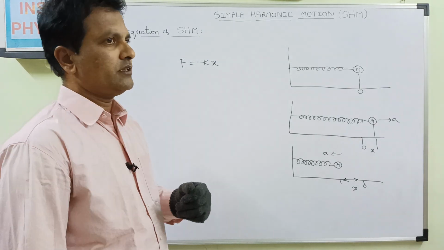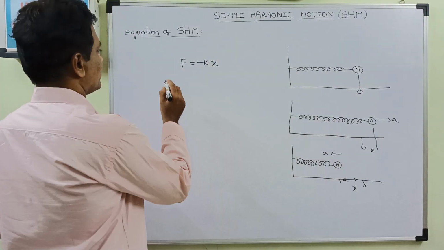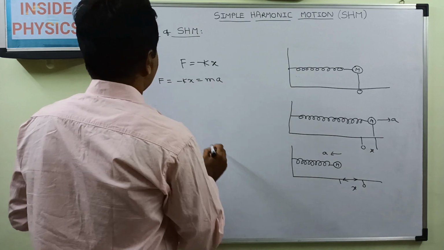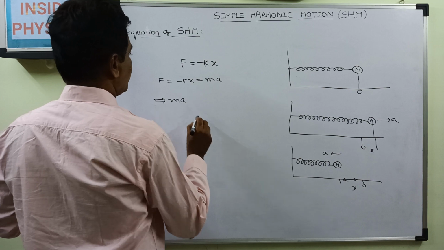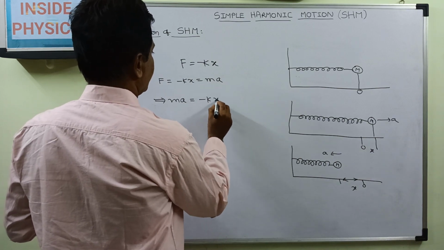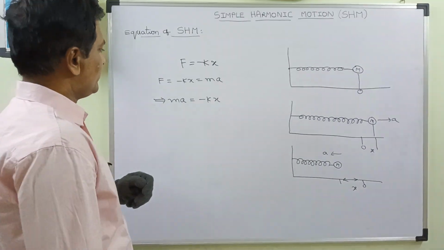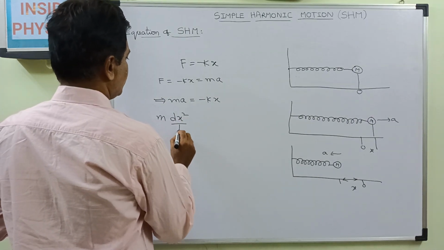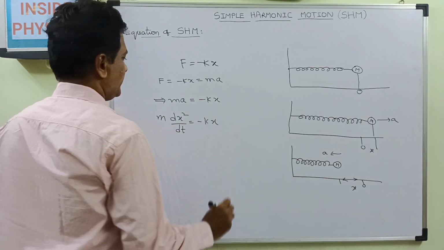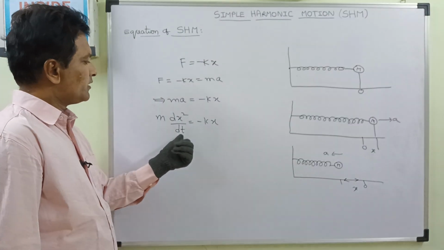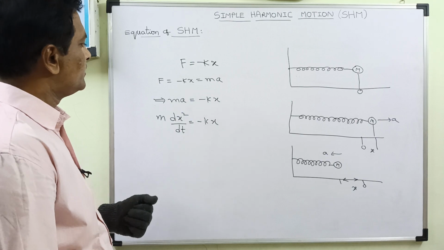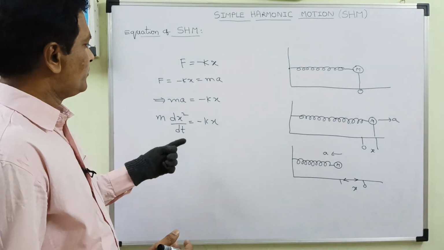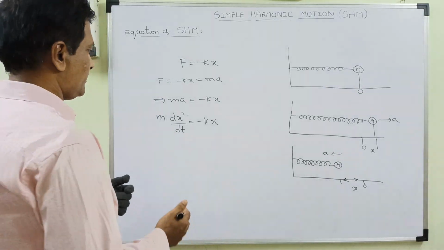So here if you take Newton's second law and equate it with this equation, we can write F is equal to minus kx is equal to ma. That implies ma is equal to minus kx. So here acceleration can be written as d²x/dt² is equal to minus kx. Differentiation with respect to time: if this is displacement, if you differentiate the displacement, we will get velocity. If we differentiate again with respect to time, we will get acceleration.